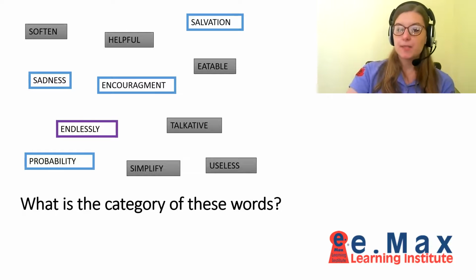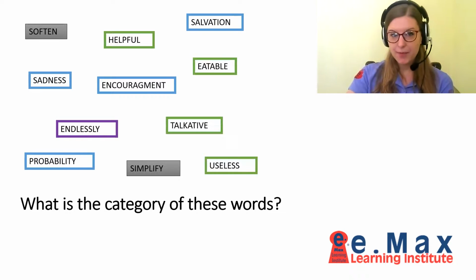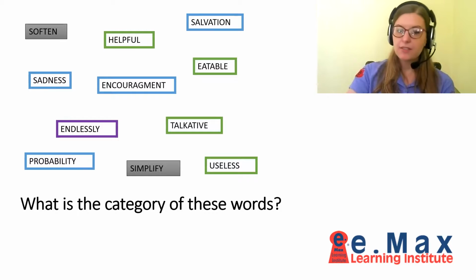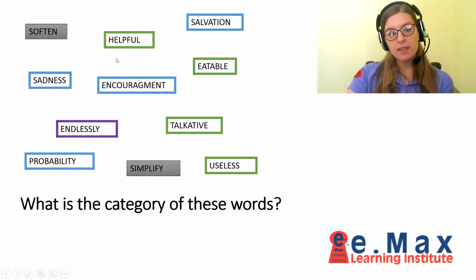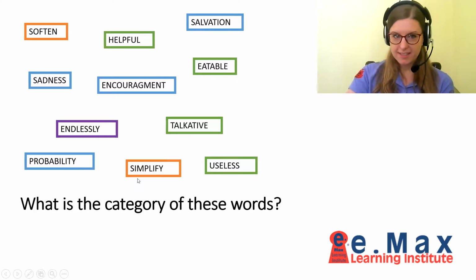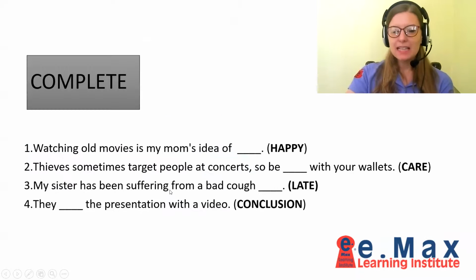What about adjectives? Perfect. Helpful, eatable, talkative, and useless. What about the others? What are they? Verbs. Very good. Okay, so let's try one more exercise.